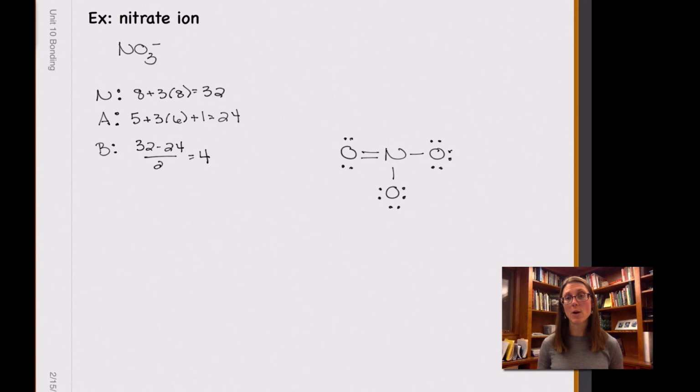This Lewis structure is almost complete, but for ions, you need to place square brackets around your Lewis structure and put the charge on the outside of that Lewis structure.